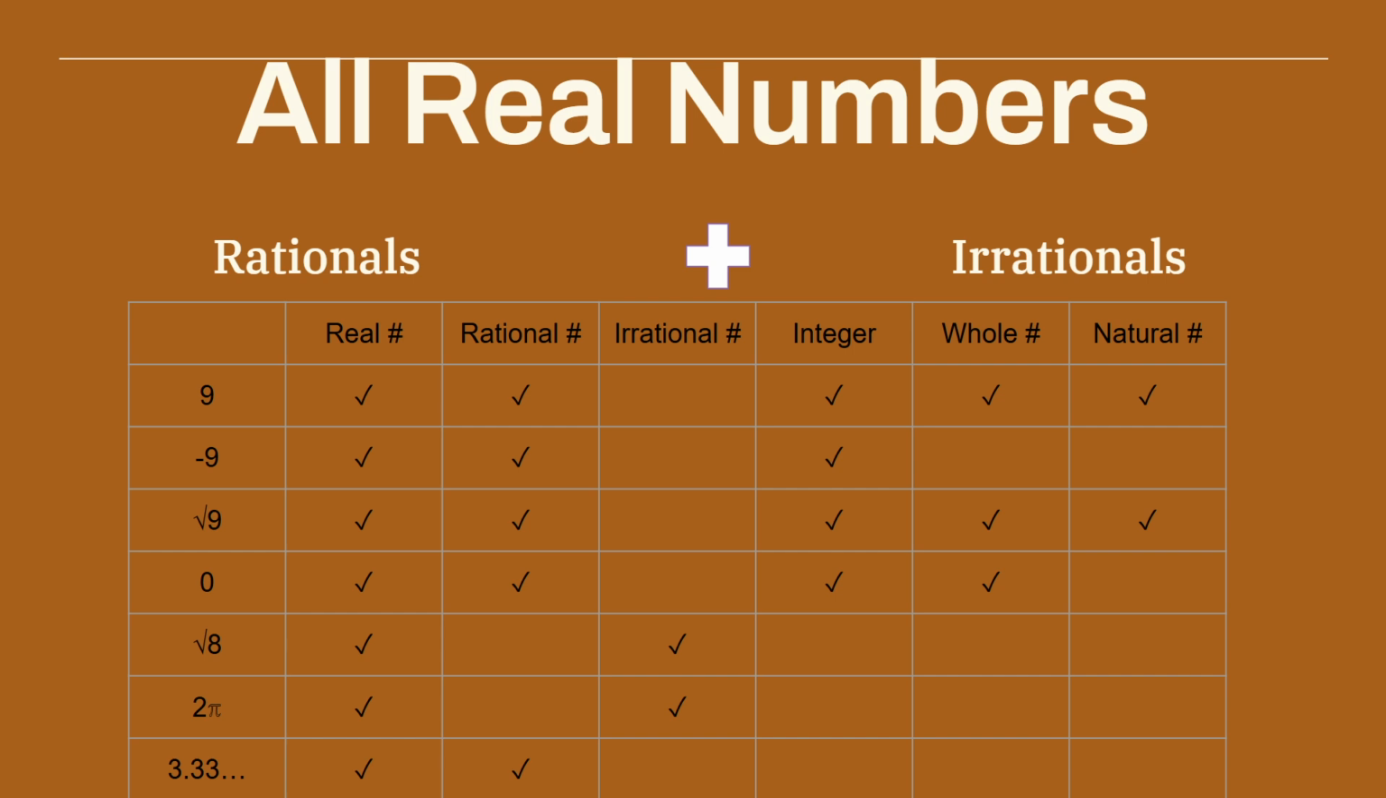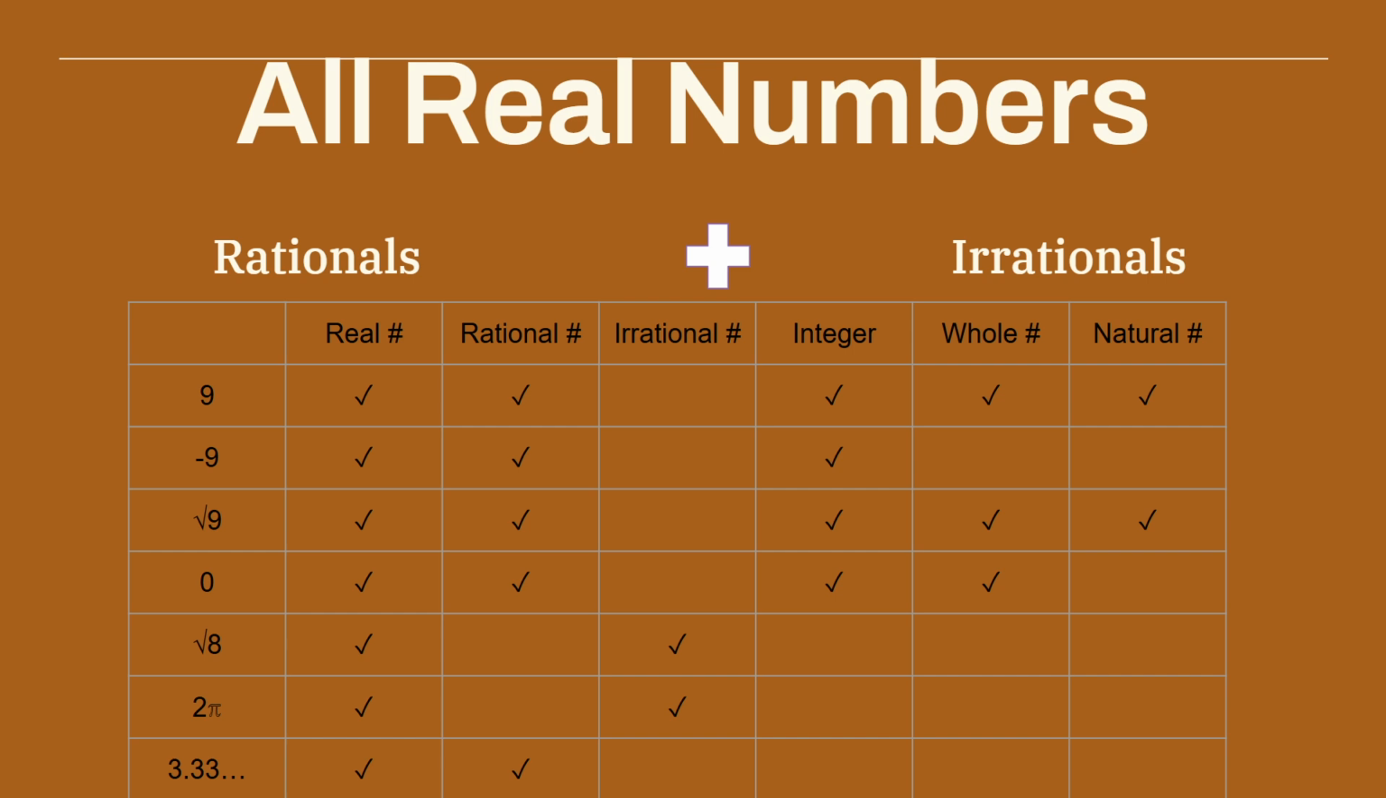-9 is a rational number. I can write that as an integer over integer, -9 over 1. It's not irrational. It is an integer because the integers use the negative numbers, so it goes back to -1 all the way back to -9. So it's an integer. The whole numbers don't use negative numbers, so -9 is not a whole number, and the natural numbers don't use negative numbers as well.